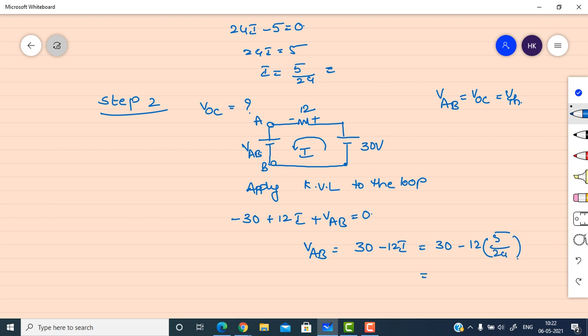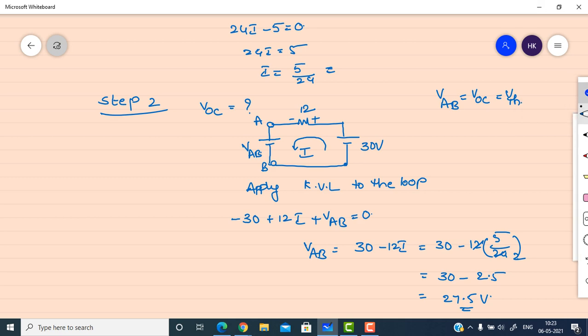So what will be the value you will get? This 12 2 times, this is 5 by 2. 30 minus 5 by 2, that means 2.5. So 27.5 volts.